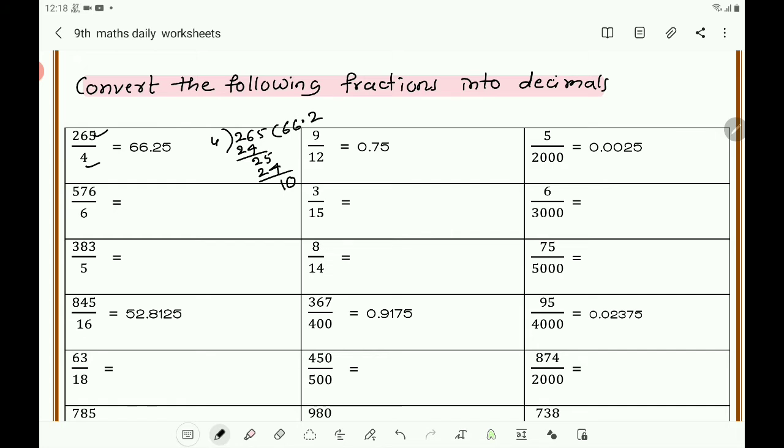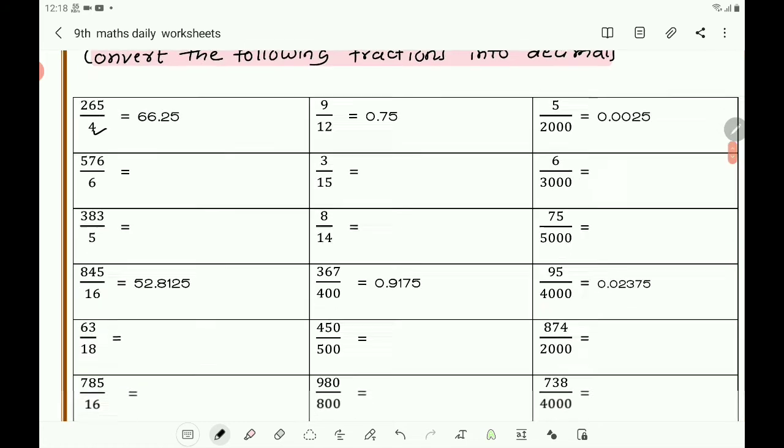Then 4 2s are 8. 10 minus 8 is 2. Again you take 0 and 4 5s are 20. So you got 66.25. If there is 10, 100, 1000 in the denominator, then you can directly write. But here it is 4, so you must divide and write. So you got the decimal form 66.25.